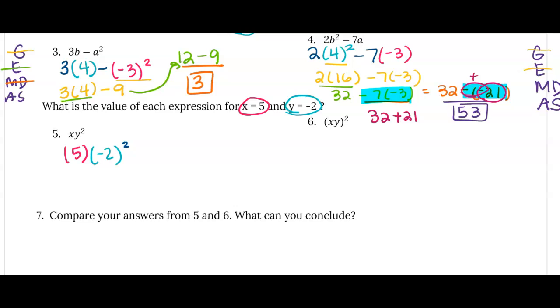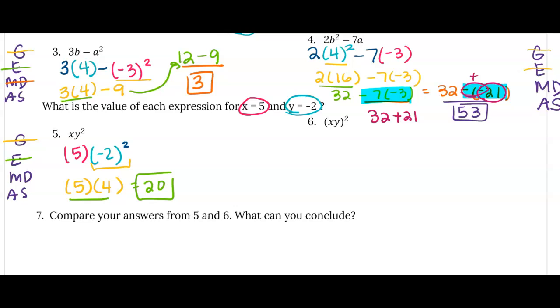Going with my order of operations, I don't have any grouping symbols, so I'm going to skip that. I do have exponents though, so I'm going to do -2 squared. -2 squared is -2 times -2, which gives me a +4. I'm then done with my exponents and see that I have some multiplication to do, so that gives me 20.